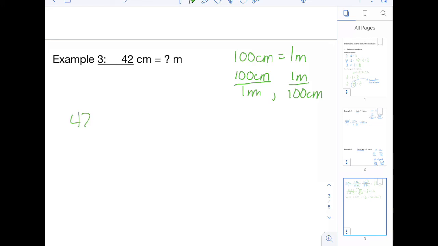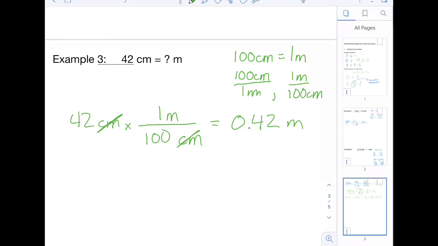We start with 42 centimeters. This time I'm not going to put the 1 on the bottom. You can put it in or not, it doesn't matter. I know that I need centimeters to cancel with centimeters down here. So I pick the conversion factor with centimeters in the denominator. I cancel my centimeters, and I'm left with 0.42 meters, or 42 hundredths of a meter.